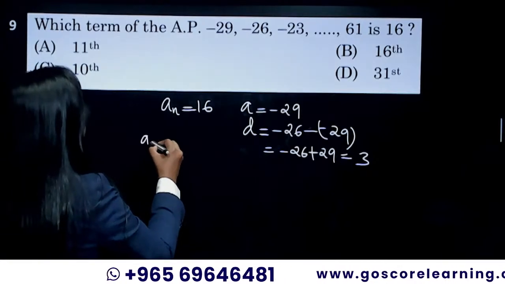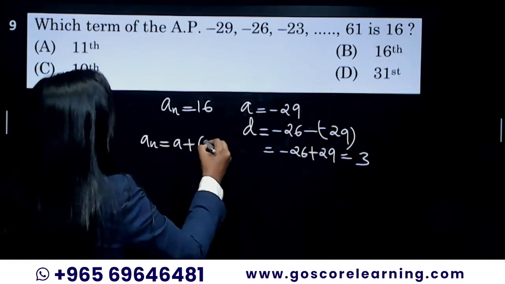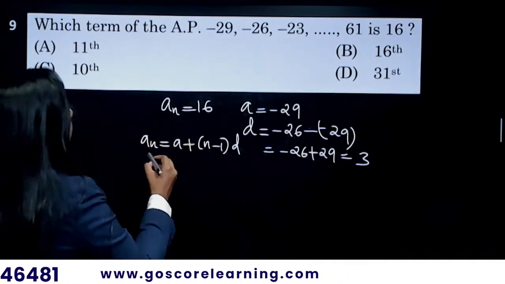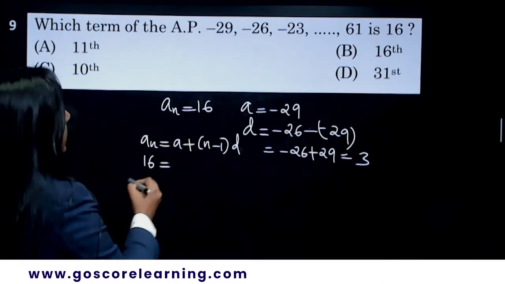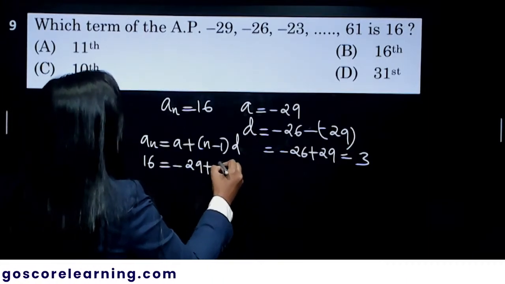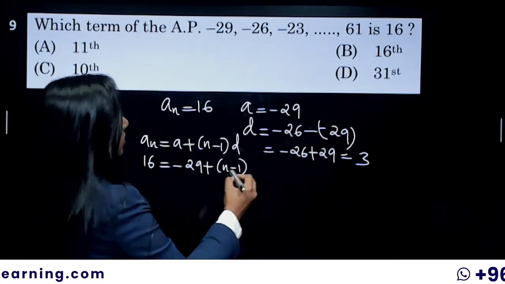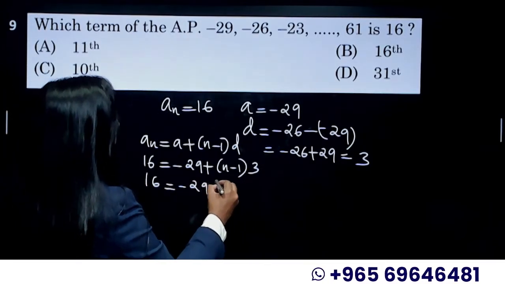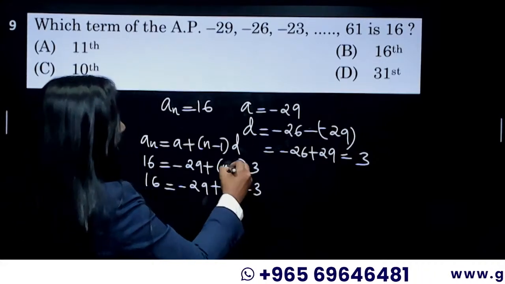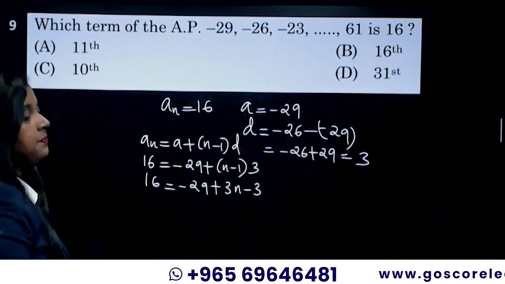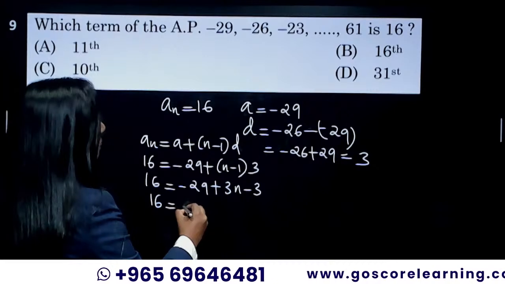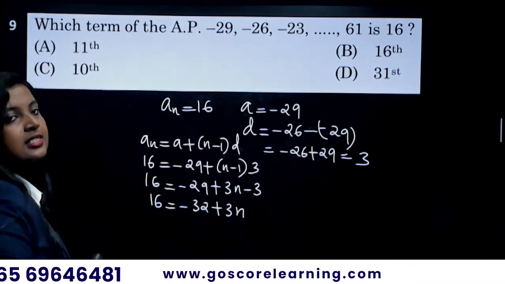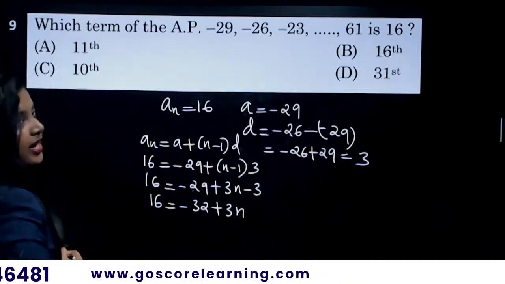Okay, so we know that an is equal to a plus n minus 1 into d, right? Let us substitute the values that are given. So an is 16, is equal to, what is a? Negative 29 plus n minus 1 into 3. So 16 is equal to negative 29 plus 3n minus 3. I just opened the bracket. So 16 is equal to minus 32 plus 3n, since minus 29 and minus 3 is minus 32.